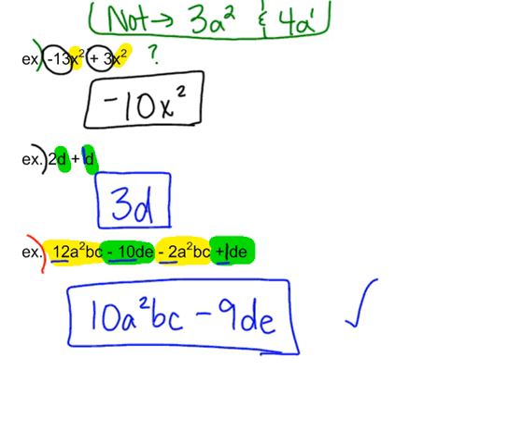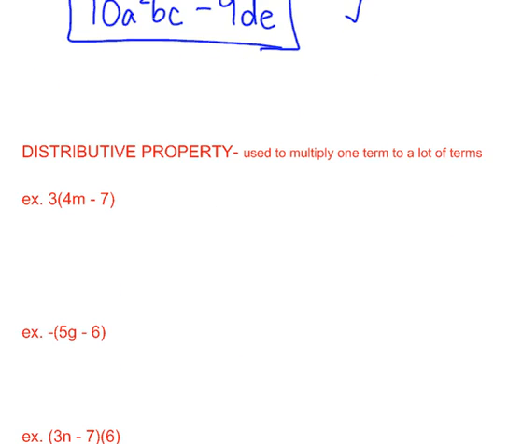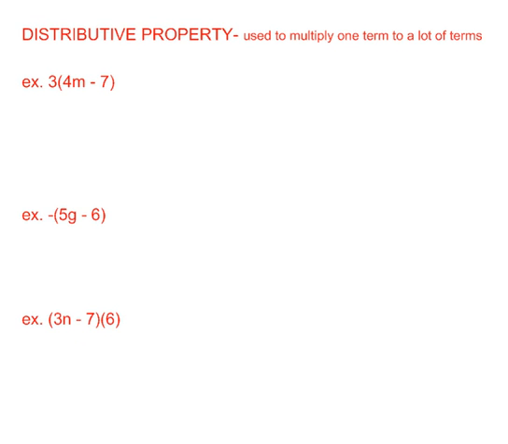Now before we are done, let's talk about the distributive property. Okay, the distributive property is used to multiply one term to a lot of stuff. And what indicates distributive property is parentheses. And we've talked about parentheses implying multiplication already. So let's take the first example. 3 times all of this inside of here.